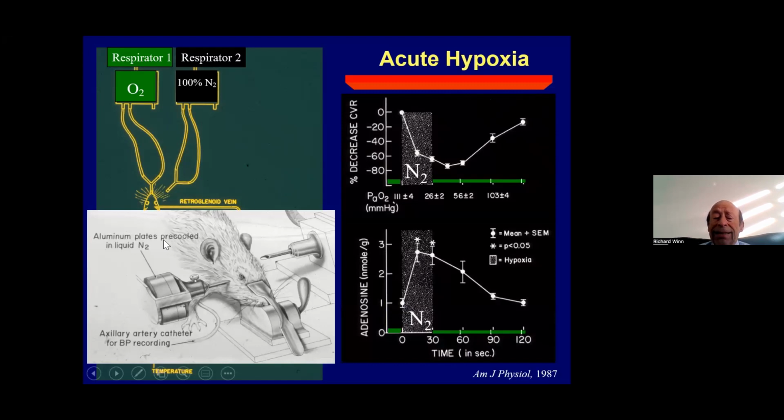Then we go back, different animals blow their brains out under the same paradigm. And you can see that the changes in adenosine, now plotted in this lower graph, are the mirror temporally of the changes in flow during acute hypoxia. So again, another bit of evidence that positively supports the role of adenosine in cerebral blood flow regulation.